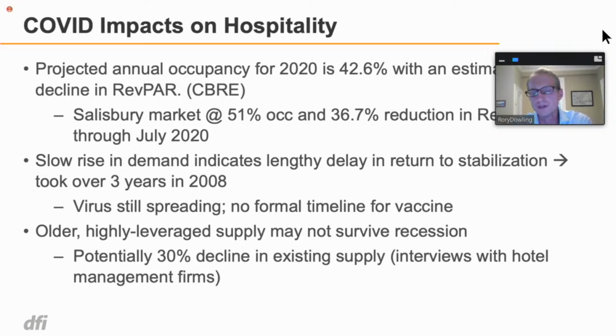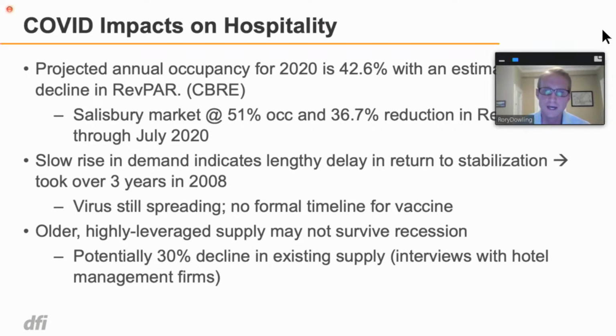That's really a result of the fact that the virus is still spreading and there's no timeline for a vaccine. So as of right now, we're not seeing the return of corporate travel, and we're not seeing the return of tourism. It's probably going to be another 12 to 18 months before we really see people get comfortable making those decisions.